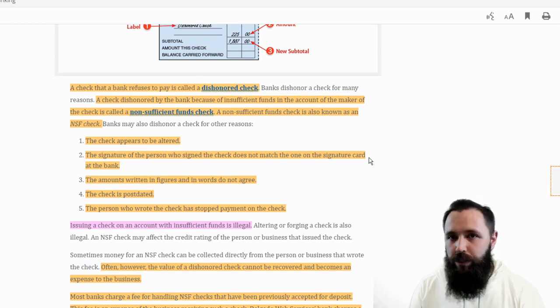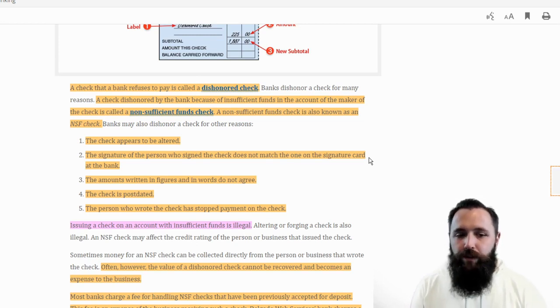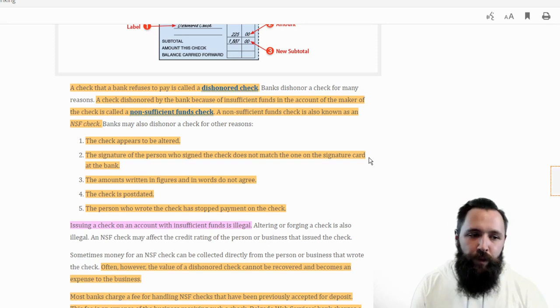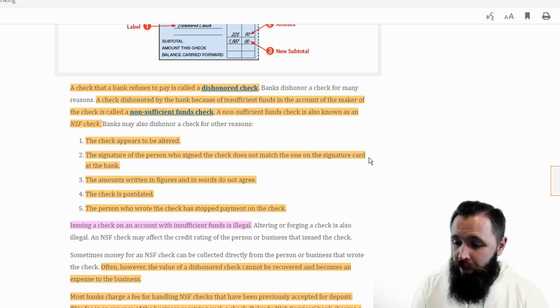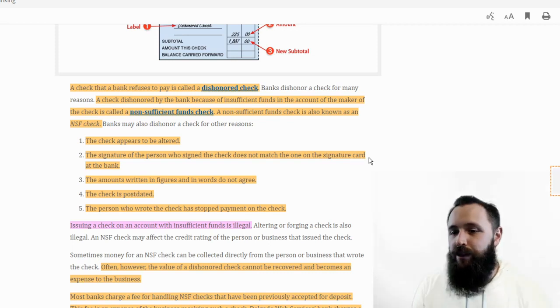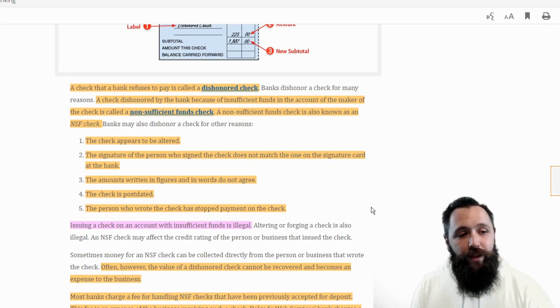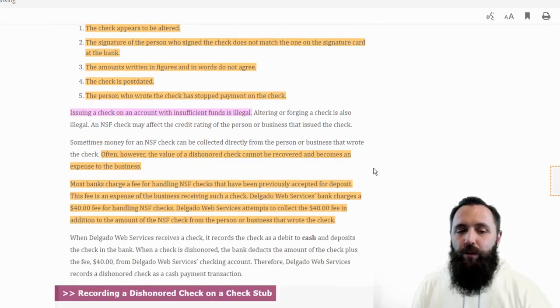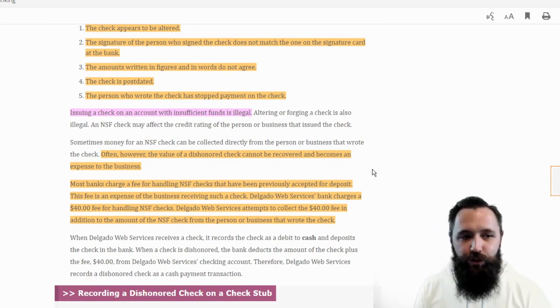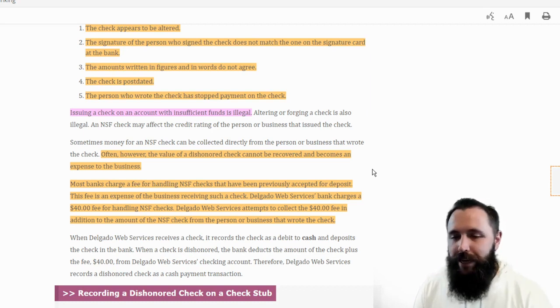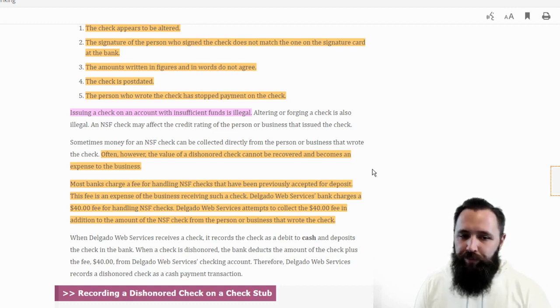If the check is post-dated, so it's way in the future, or if the person who wrote the check has stopped payment on that check. And you can do that. Let's say we rendered some services and somebody didn't really like the services, and we already got the check. They can stop payment on it and tell the bank, do not cash that check. I don't want them to have that money anymore. Issuing a check on an account with insufficient funds is actually illegal. That's writing a bad check. You can get in trouble with that. And obviously, if you forge a check or mess something up like that intentionally, that's also illegal.